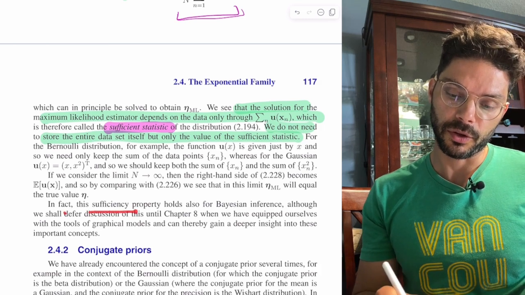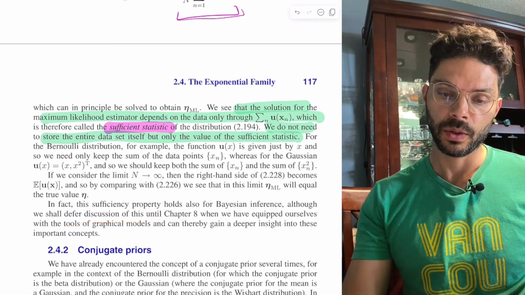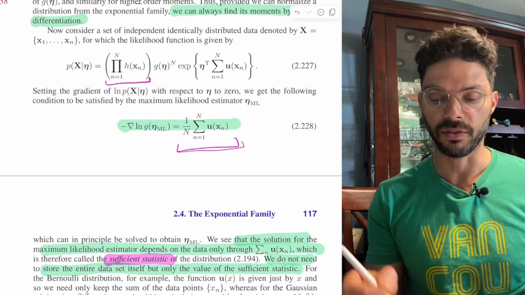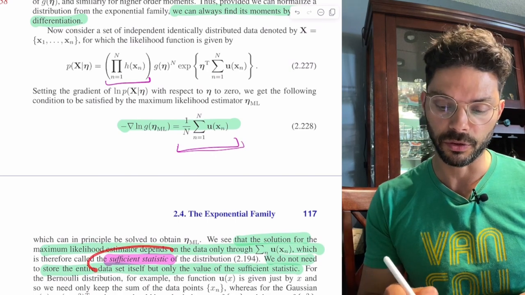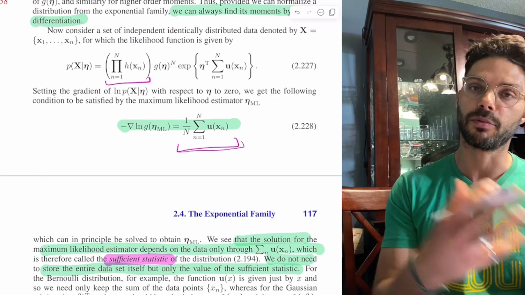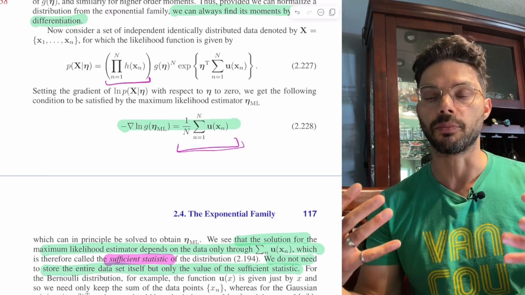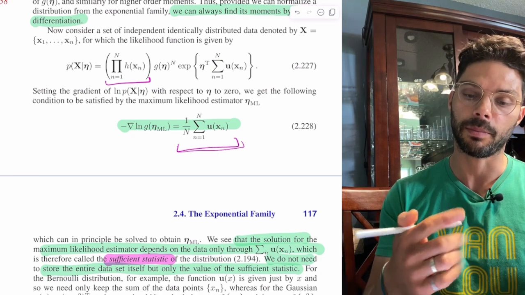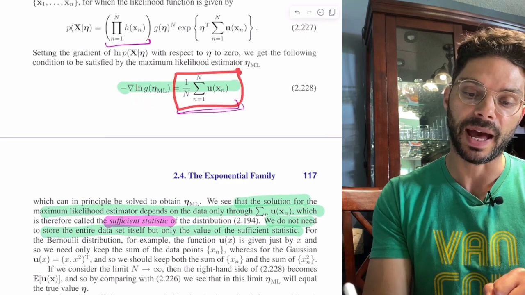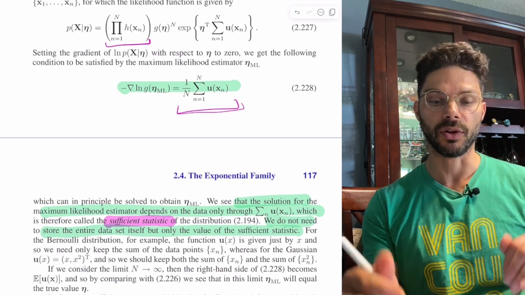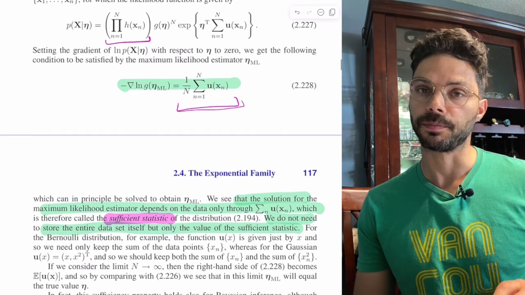Okay. In fact, the sufficiency property holds also for Bayesian inference, though we shall defer discussion of this until chapter 8. So I think it's this notion, and we saw this two videos ago when we were talking about the cool things about the exponential family, that they have this notion of the sufficient statistic, where the data only affects the parameters through this sufficient statistic, and that can serve as a lossless compression of all the information you need to determine that parameter. And we can see that here: the way to figure out the parameter is by computing the average of this sufficient statistic, and that tells you all you need to figure out eta of ML. So that's what that's about.